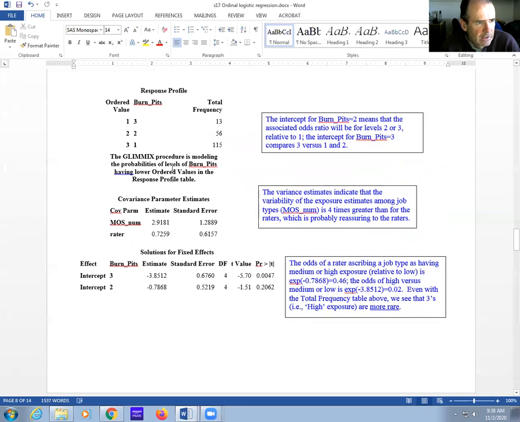Okay, so it tells us the highest level, there were 13 occurrences. With medium, there was 56, and with the lowest, there was 115. What do the variances tell us? Well, you look at job type, and it's about 3, and rater is about 0.7. So would you think that that is encouraging or discouraging when you look at those relative variances?